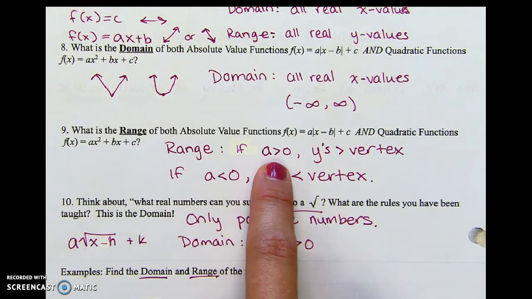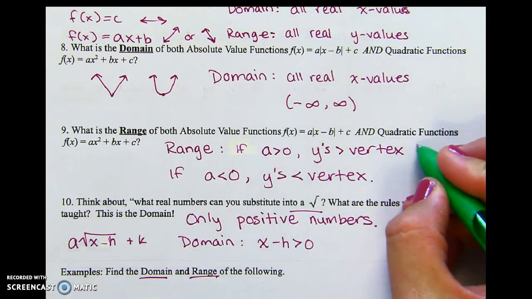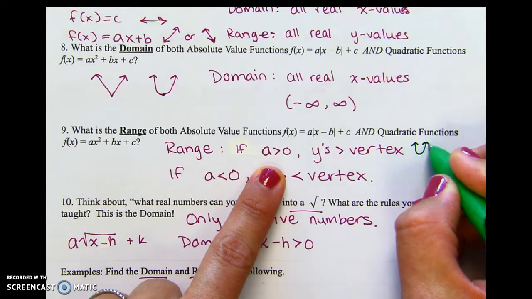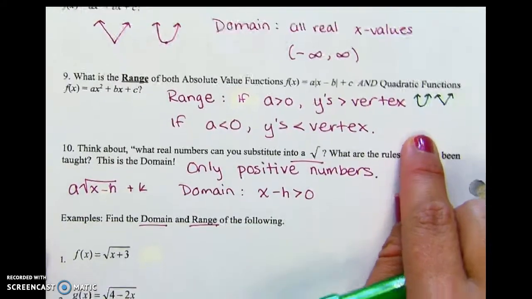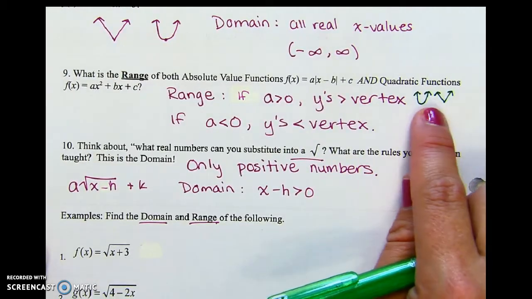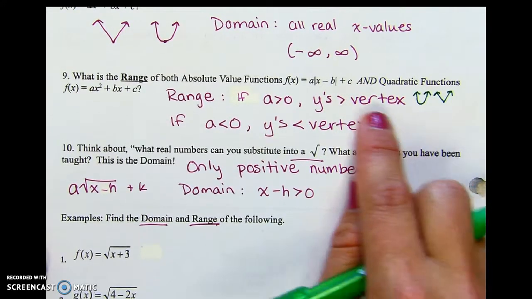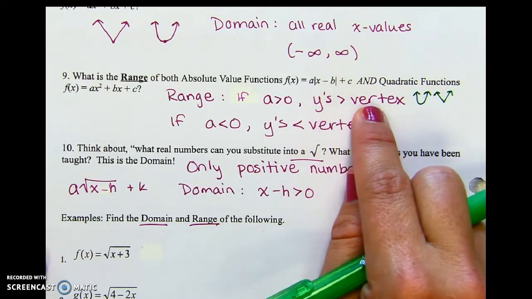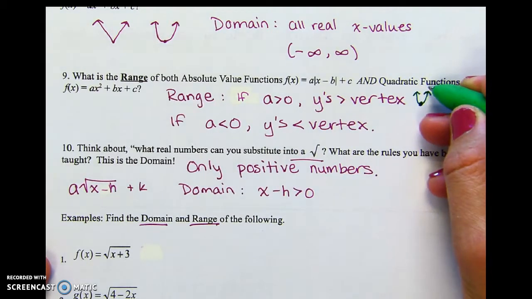So if a is positive, what does a parabola or absolute value look like? We say concave up. Do you agree it's going up like that? So does this function hit y values below the vertex? No, it does not. So the range will only be the y's that are greater than the vertex. So you have to find this vertex point and then go up from there.